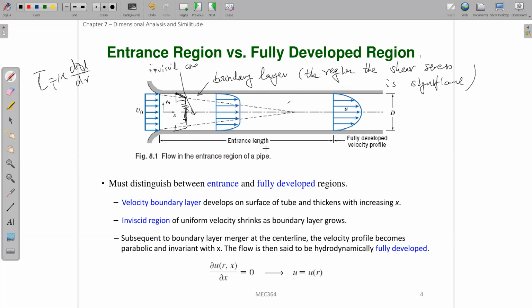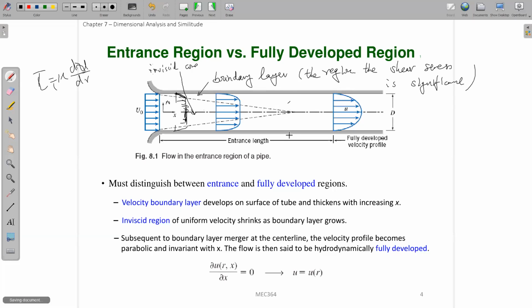Okay, and we are going to talk more about this boundary layer in the next chapter, when we talk about external viscous flow, especially the flow over a flat plate. We will introduce this to study the boundary layer more. But for internal flow, you can use this concept to understand why this region is the entrance region and why this is the fully developed region.